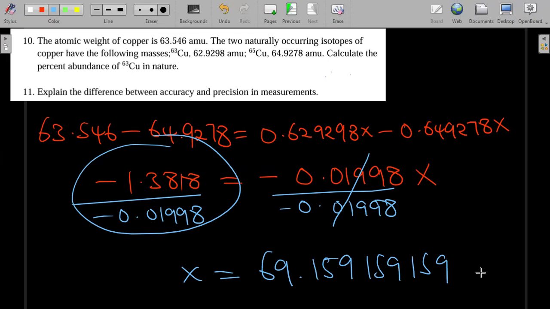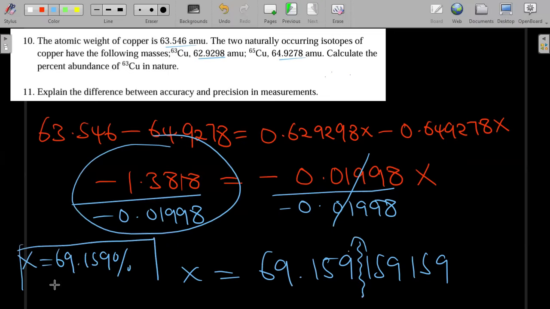So it means the percentage abundance of copper 63 is just this guy here. Okay, so we can round this guy to the lowest number of significant figures. So this one has about 6. This one has 5. So we can make this one to have 5 significant figures. We're going to round it from there. Okay, so it means we're going to have x equals to 69.159%. So this will be the percentage abundance for copper 63.